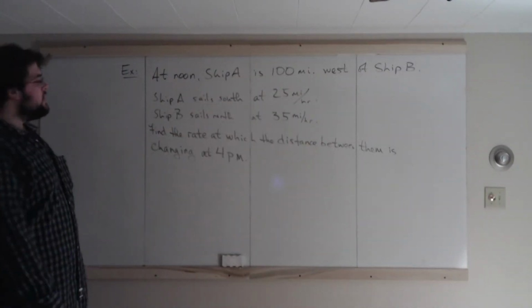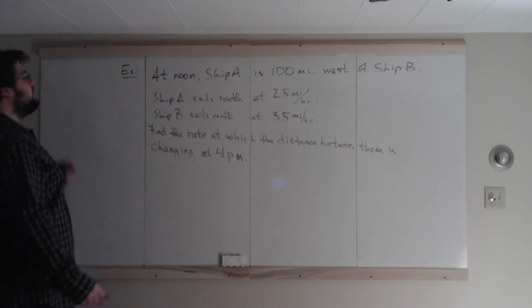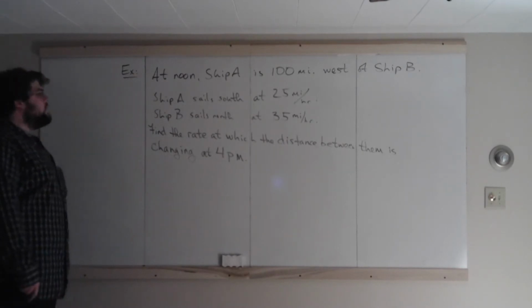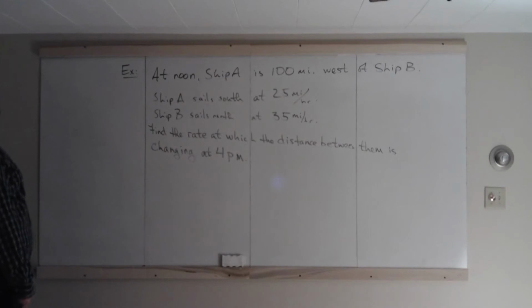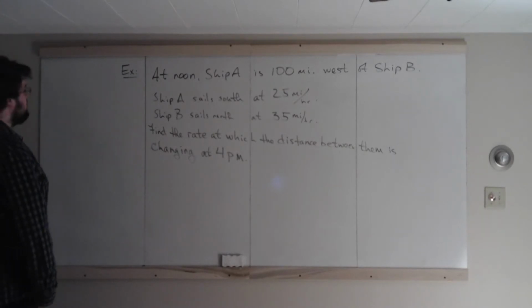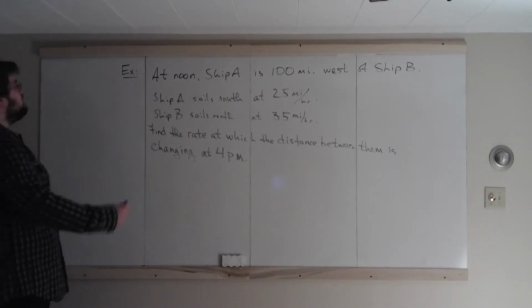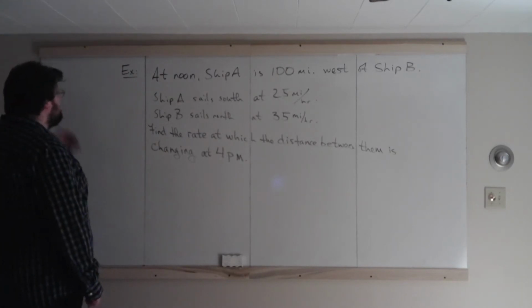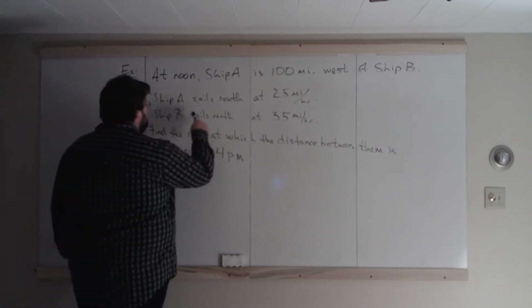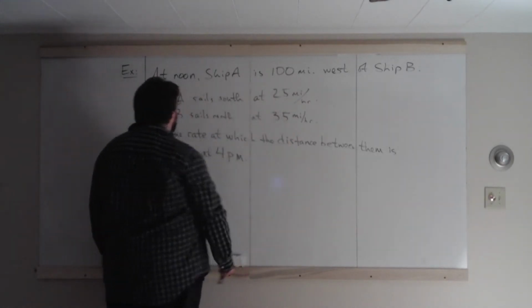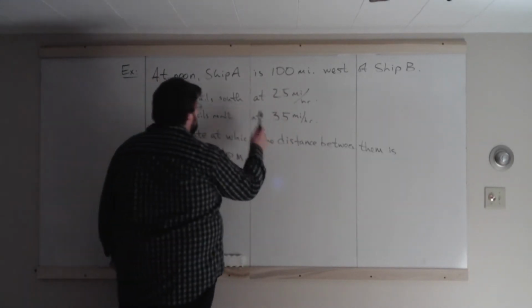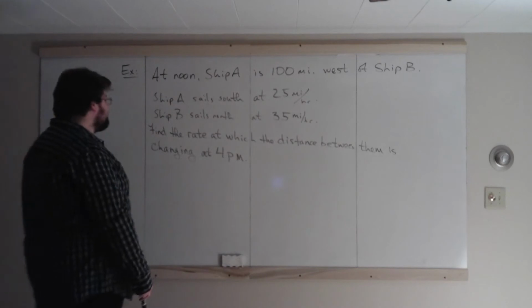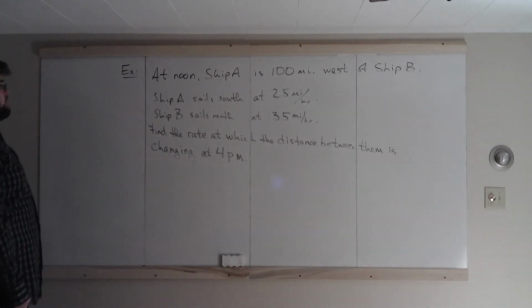Now, this next example is a little bit harder than the first two. Drawing the diagram is a little bit harder. After the diagram is drawn, it might not be. We'll see. At noon, ship A is 100 miles west of ship B. Ship A sails south at 25 miles per hour. Ship B sails north at 35 miles per hour. Find the rate at which the distance between them is changing at 4 p.m.